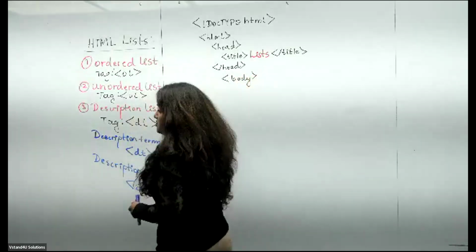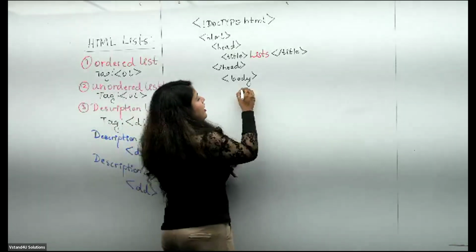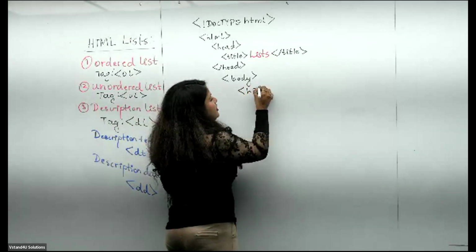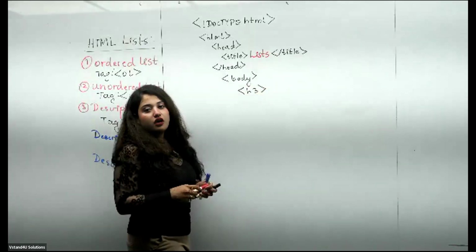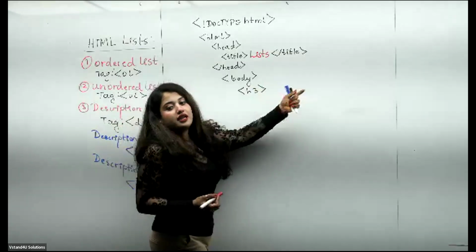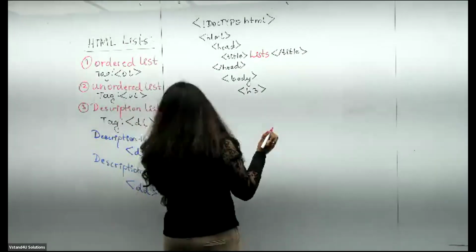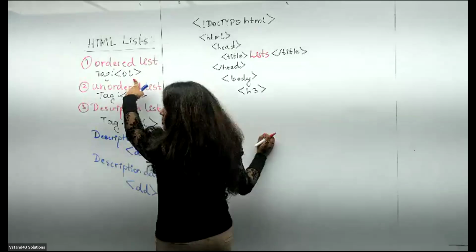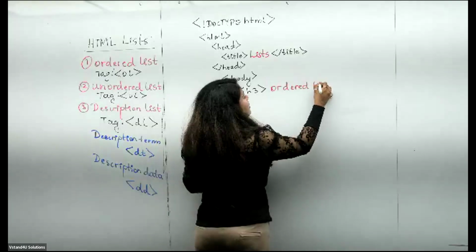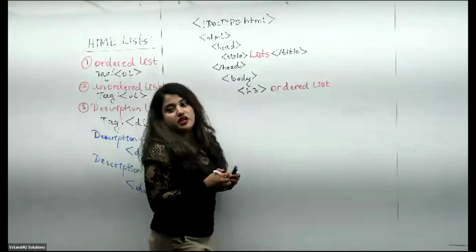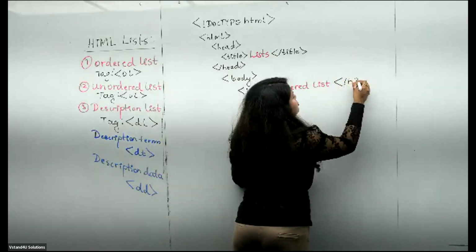Clear with this? Now inside this body tag, let me consider one heading tag, that is your H3 tag. Why am I giving this H3 tag? So that instead of writing in comments, let me give it in the format of heading. Here I will mention what is the first type of list. The first type of list is your ordered list. Clear till here? Should I close the H3 tag? Yes or no? So now I will close this H3 tag.